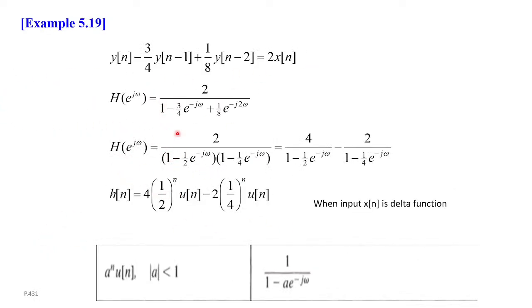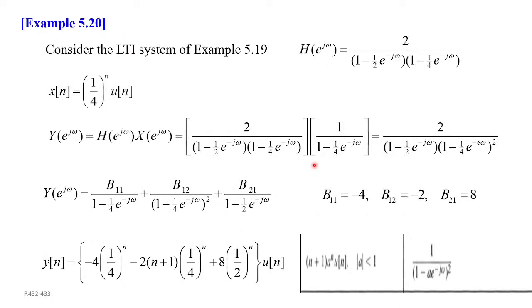Now you have the system function, you can also compute some input-output pair, and we give an easy input. We have an input that is also an exponential decay, because we want a rational function in e to the minus j omega. First we can compute the Fourier transform of the output: big H times big X, and a rational function times a rational function gives another rational function. And then you can do partial fraction expansion.